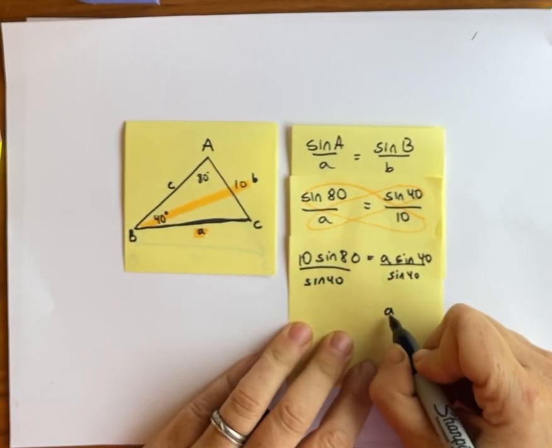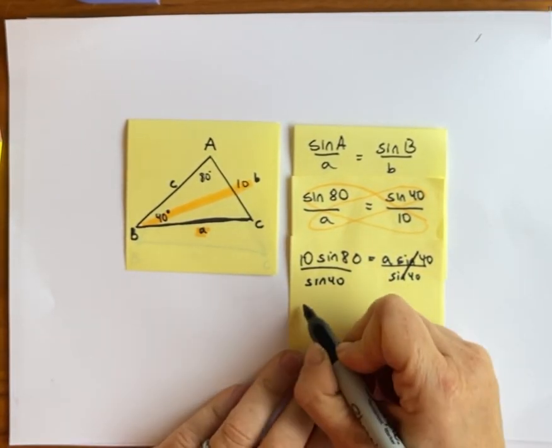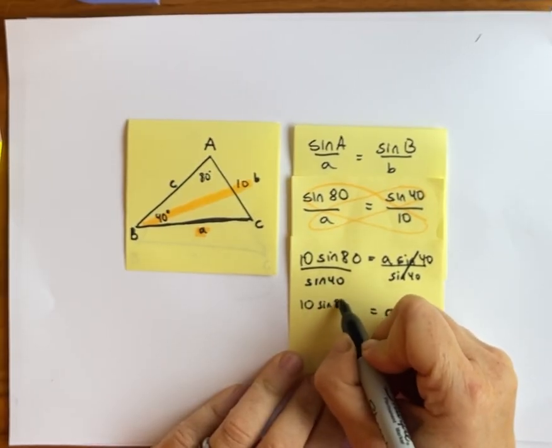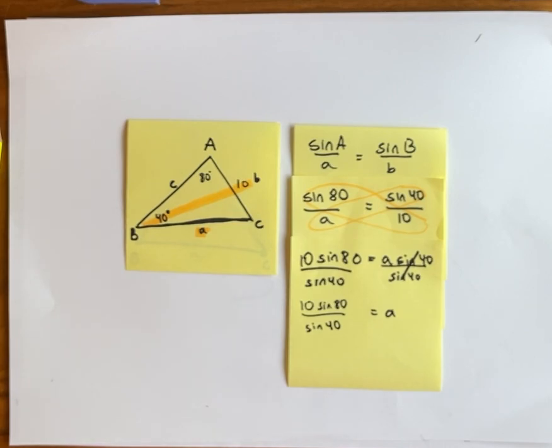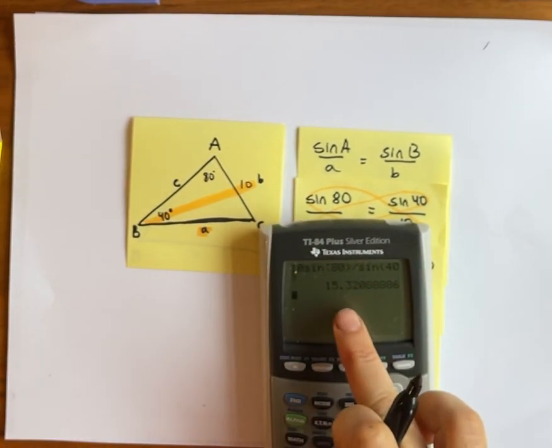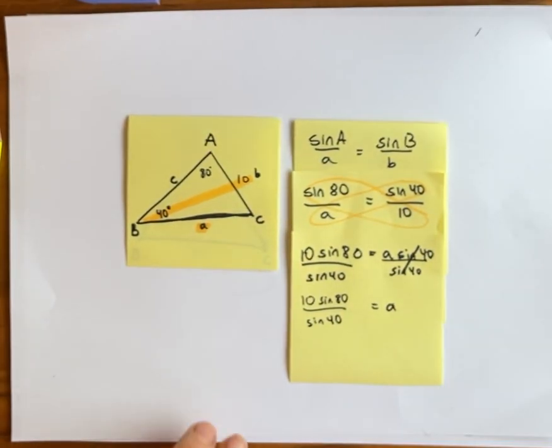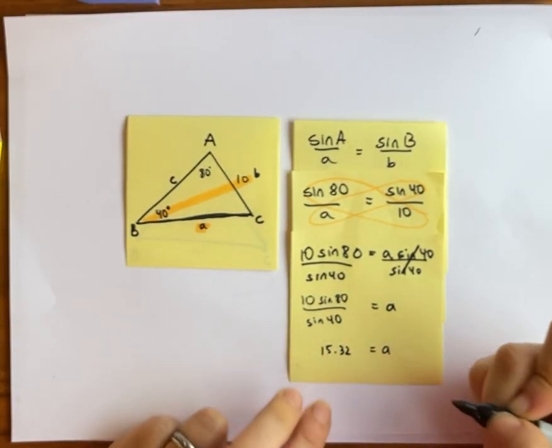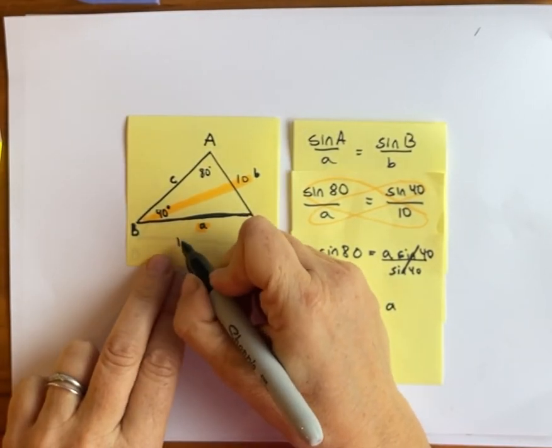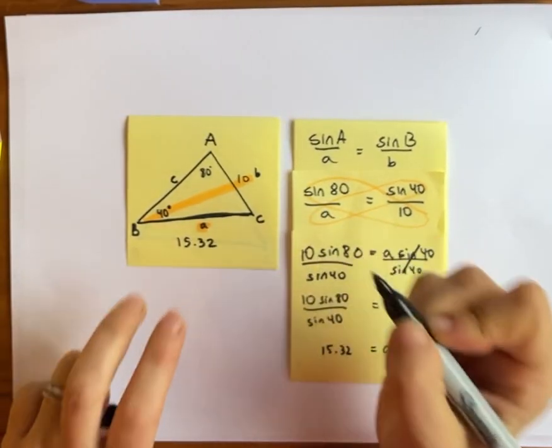Okay, so now this cancels out. So now I simply have a equals 10 times sine 80 over sine 40. Still looking pretty funky, so I think it's time for my calculator. So I'm gonna plug all of that into my calculator, and when I do, I get 15.32. So a equals 15.32, and I can write that right here. So I now have that side.